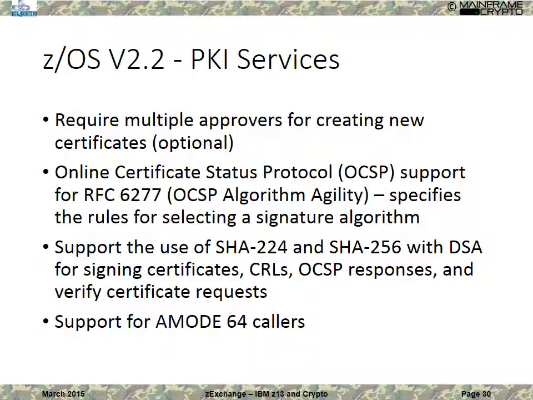Let's go to slide 30. PKI services has also had some enhancements. That first bullet, you can now have multiple approvers. Prior to this support, it only took one person to approve a certificate for generation. Well, now if you have some really important certificates that you might want to flag and say, hey, two people have to sign off on creating this certificate because it's going to be so powerful, you can now optionally implement that and require two people or multiple people to approve the generation of a certificate with a particular security environment.